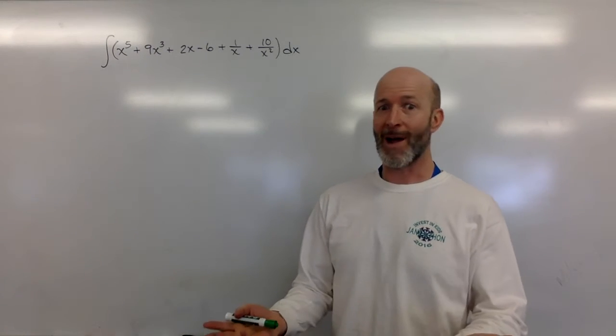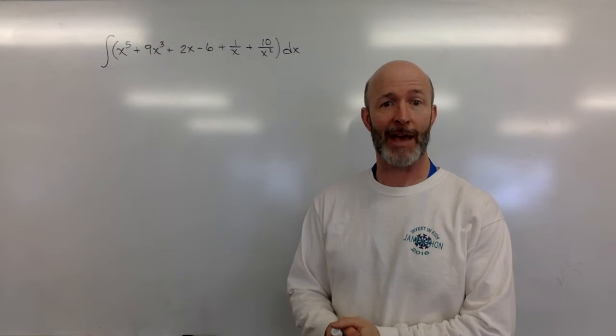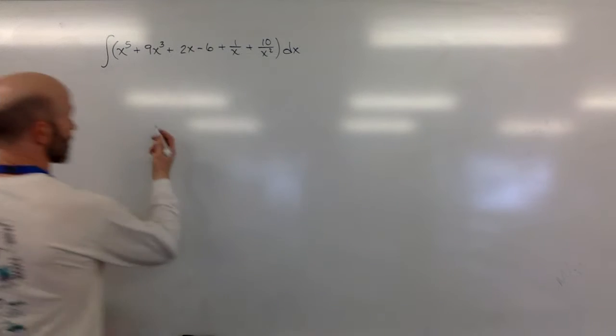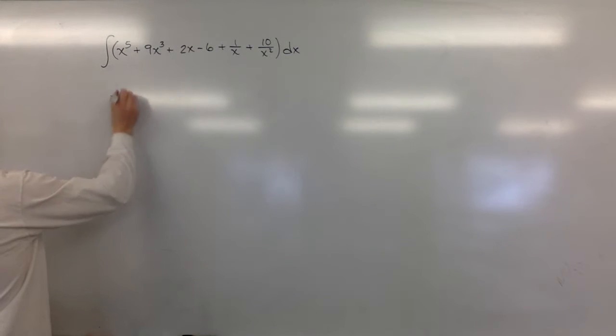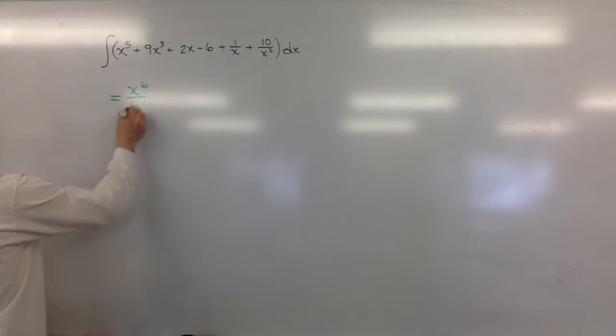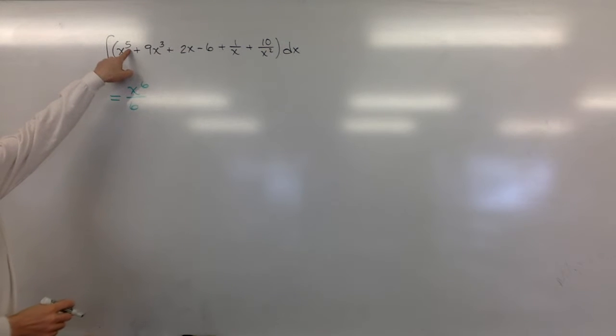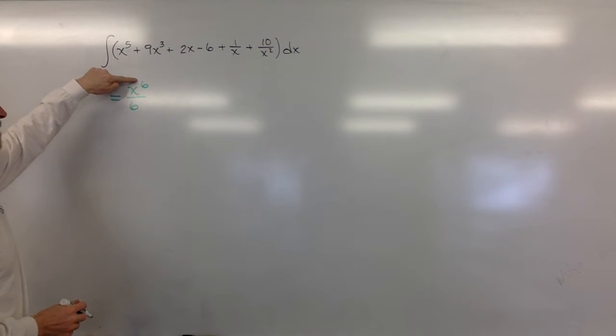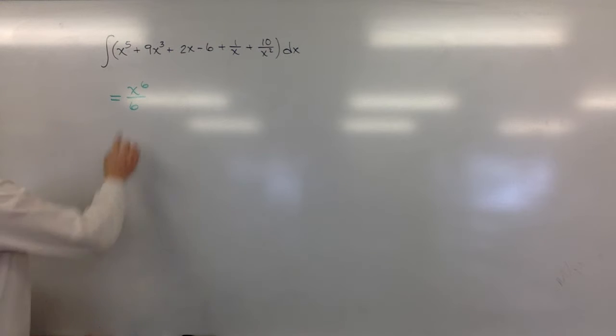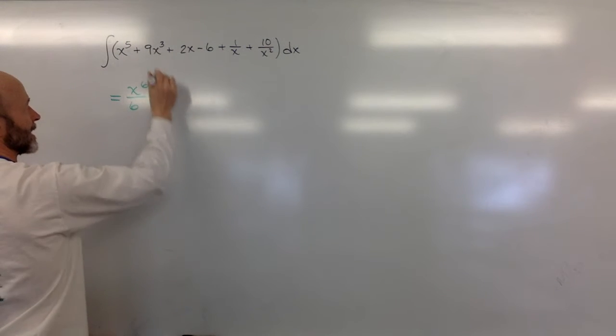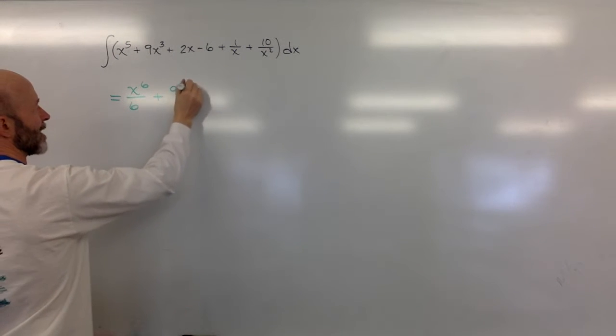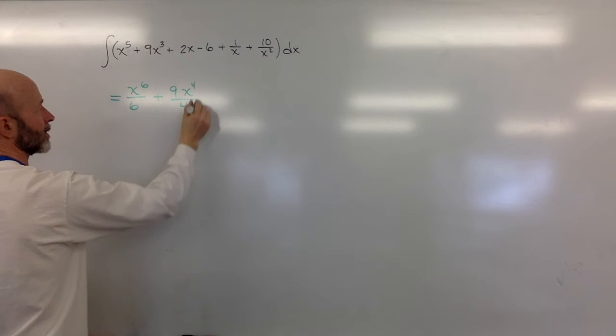Integration. Well, we just spent a long chapter on that. But we do know a lot of the integration rules. So this problem doesn't present any problems to us. If it's to the fifth power, I raise that by 1 and I divide by that new number. So it's x to the 6th over 6. Keep that 9 out front, and now I have x to the 4th over 4.